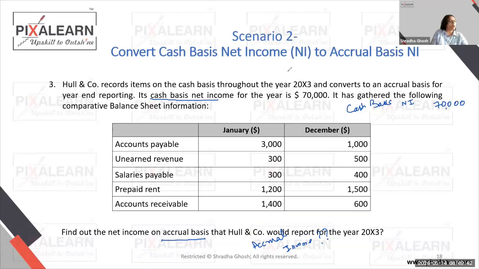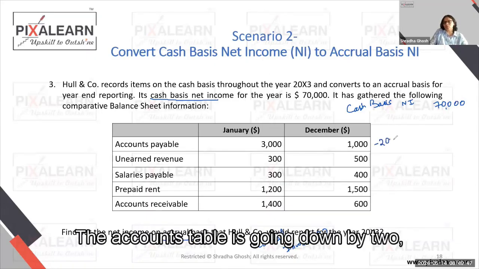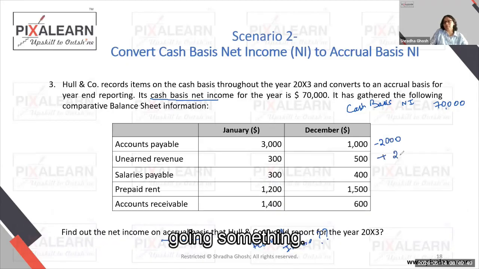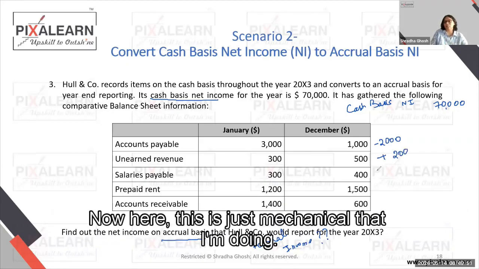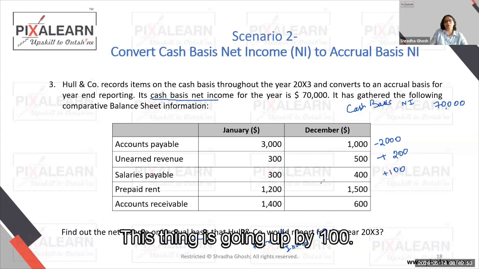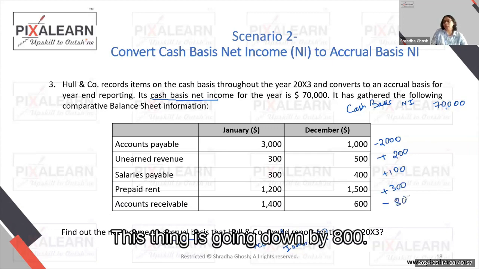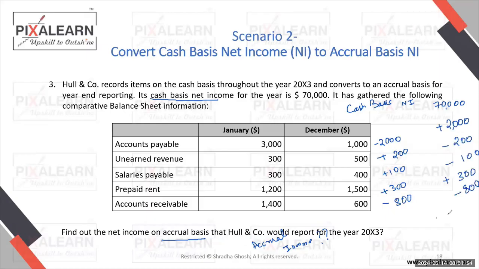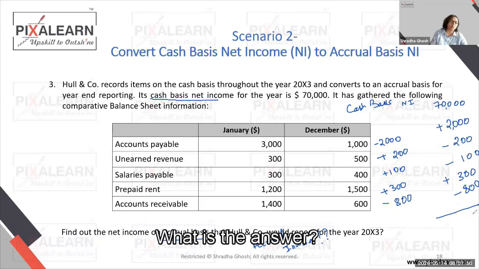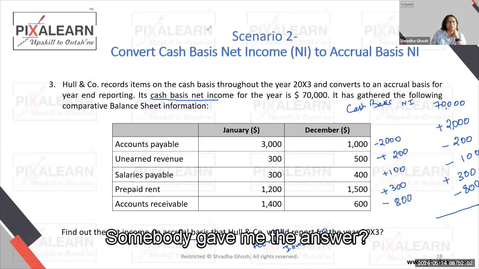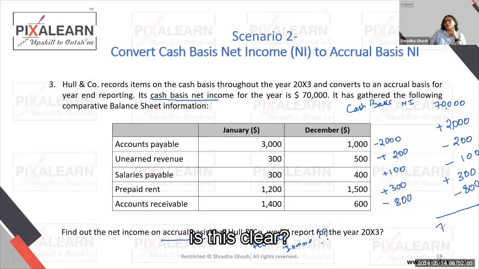What is happening with these, quickly? The accounts payable is going down by 200-something. Now this is just mechanical that I'm doing. This thing is going up by 100. This thing is going up by 300. This thing is going down by 800. Tell me what is the answer. When you do this, what is the answer? Quickly, guys. Somebody give me the answer. 71,200. Is this clear?